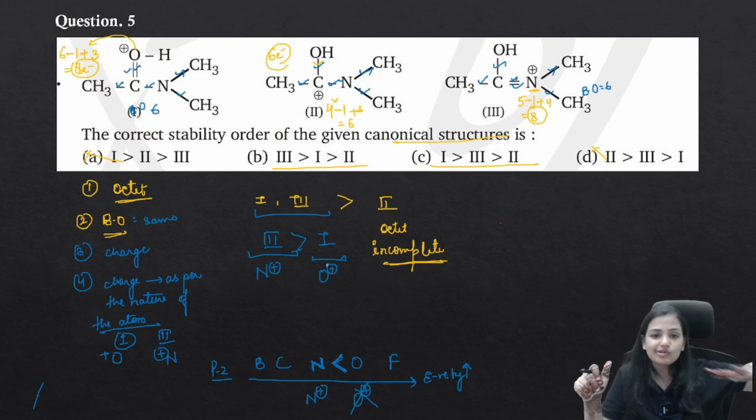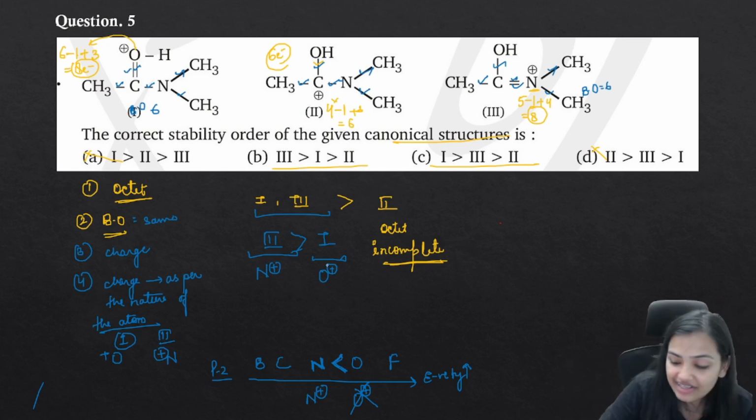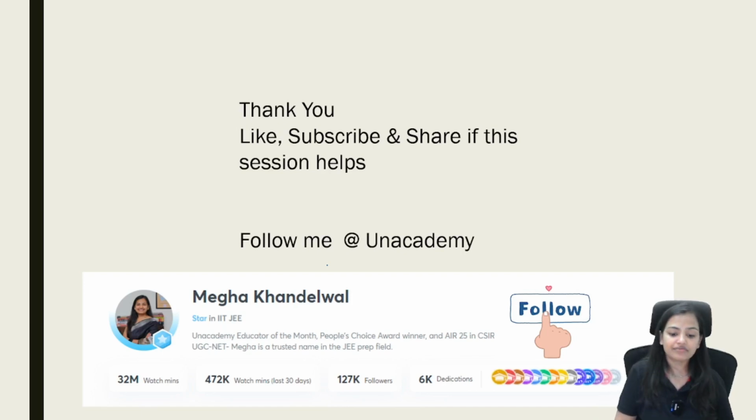So just follow all the points. These points are very simple, and you will be able to solve any number of questions that you get. So there is one probability. You know why I have come up with this particular session, because whenever there is a question of resonance stability, I have seen some students count the number of canonical structures and then say this will be more stable.